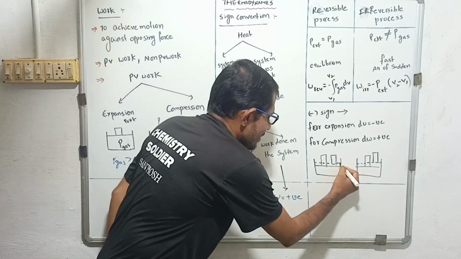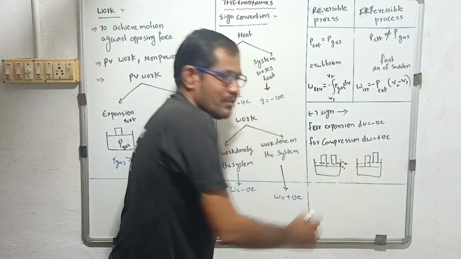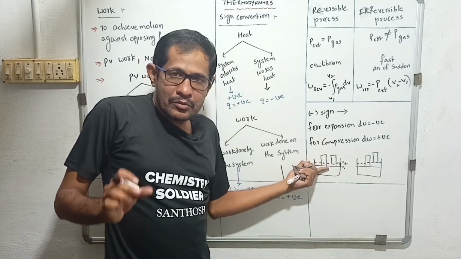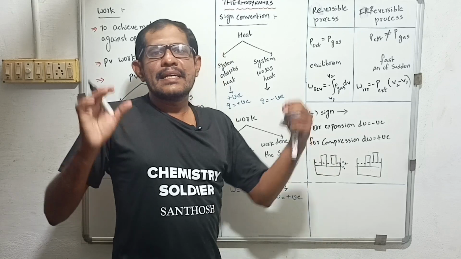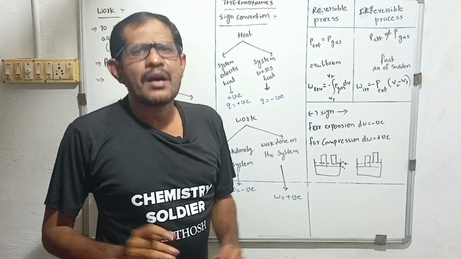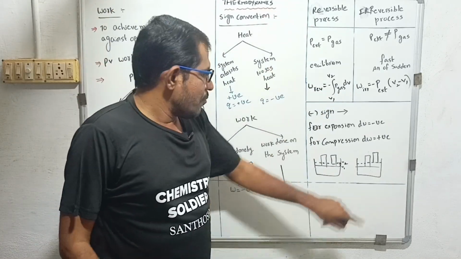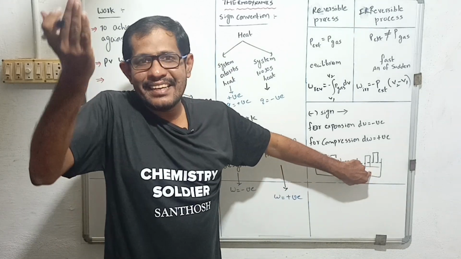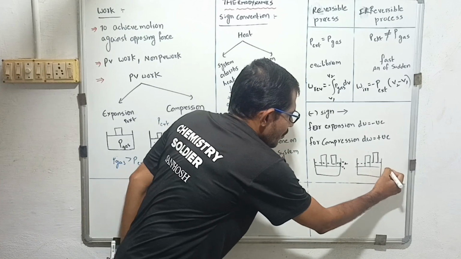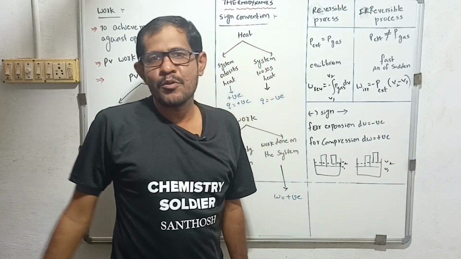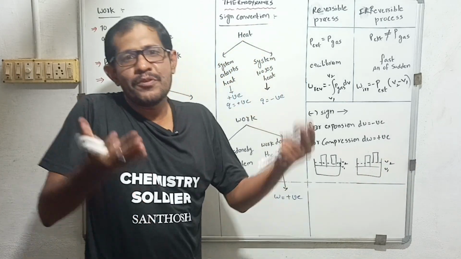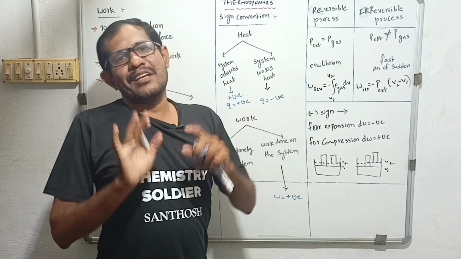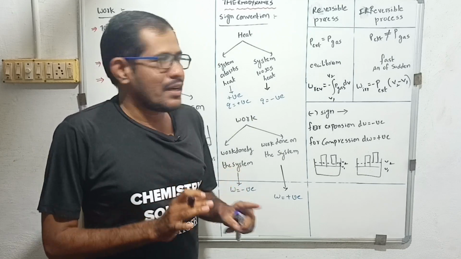Suppose I take this as V1 and V2. To move from V1 to V2, it may take 10 lakh steps, or it may take 10,000 steps. But in an irreversible process, it suddenly moves from V1 to V2. That is the difference between the reversible process and irreversible process. I hope you understand now, right?